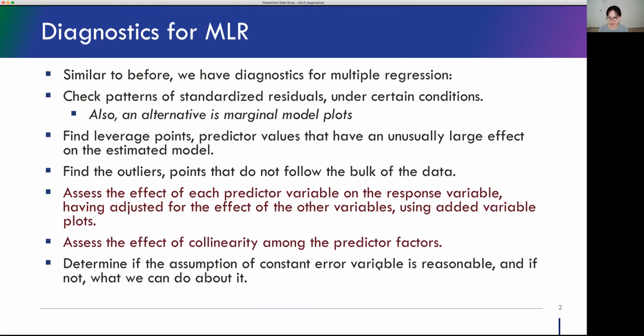And eventually we would also need to check the assumption of constant error variance. Sorry, this is a typo. I'll correct that when I post the slides. So if the constant error variance does not hold, what can we do about it? Something similar to before and something new for multiple linear regression.